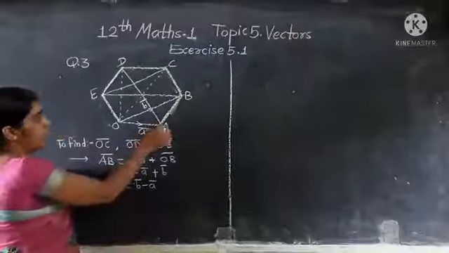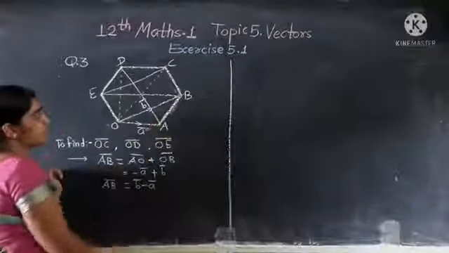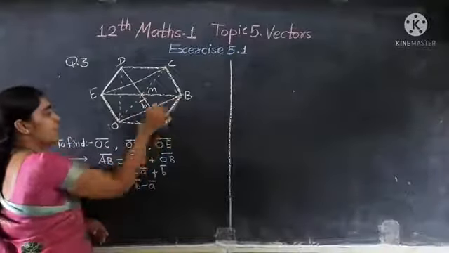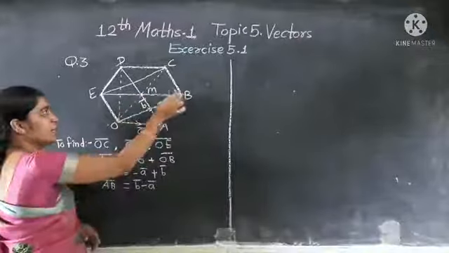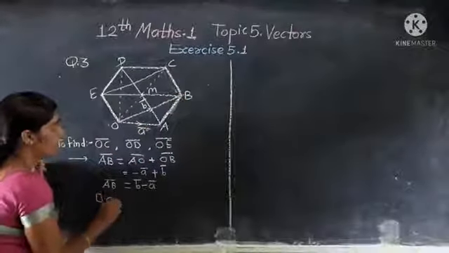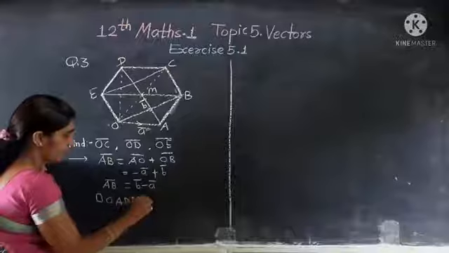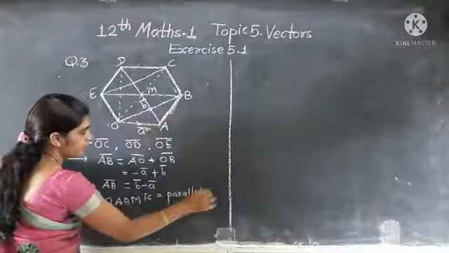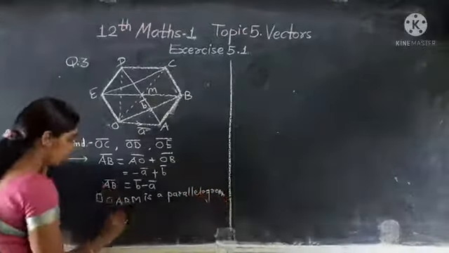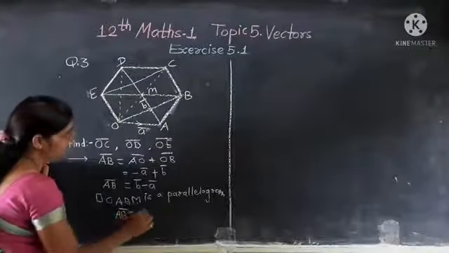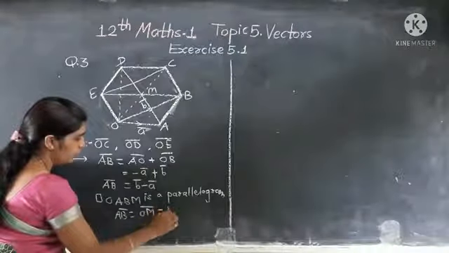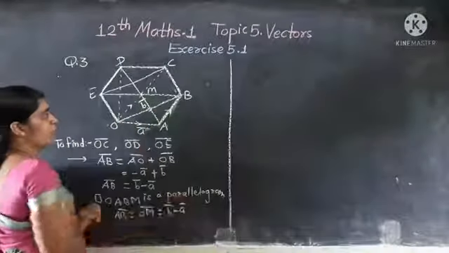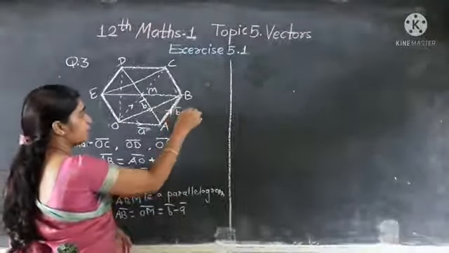Now, here I take the point as N. Suppose here I take point N. AB bar and ON bar are the same because this is a parallelogram. Quadrilateral OABN is a parallelogram. So AB bar is equal to ON bar is equal to B bar minus A bar. So we get this ON bar as B bar minus A bar.